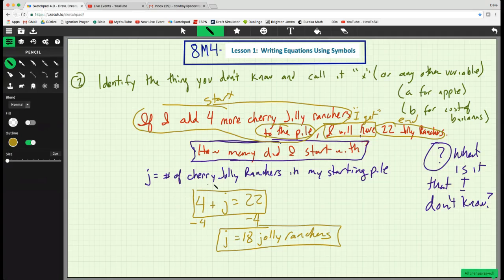And so J is the number of Jolly Ranchers in my starting pile. Remember, whatever your variable is, that's what you're solving for. Now, I didn't end with 22. You got to realize that 18 isn't the number of Jolly Ranchers I ended with. It's the number of Jolly Ranchers you started with, because that's what I said. Okay, let's move on.